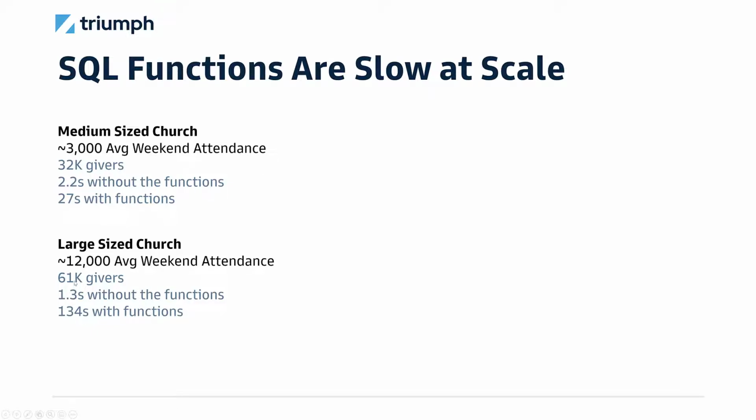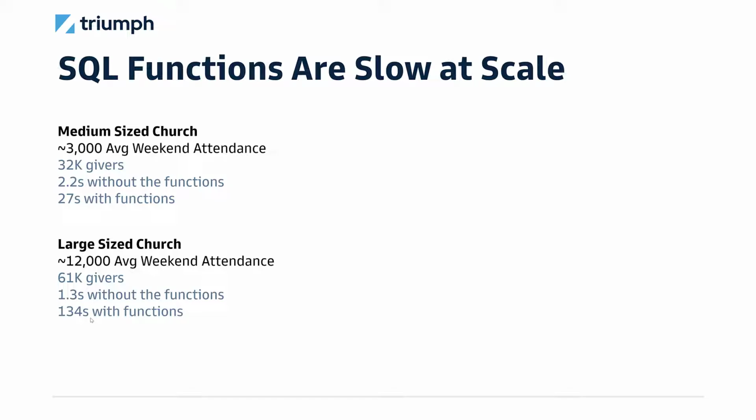Now, if we run this on a larger size church, maybe one with 12,000 in average weekend attendance, they have 61,000 givers in their data set. It actually returns in 1.3 seconds without the functions. So obviously their database is quite large, but that large database does not even come close to helping when you add those functions. Okay, so now it's 134 seconds. So at that point, unusable.